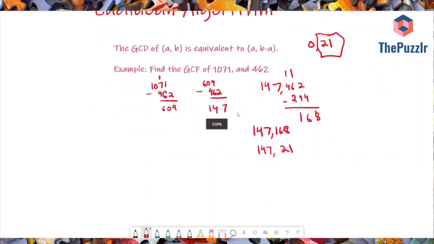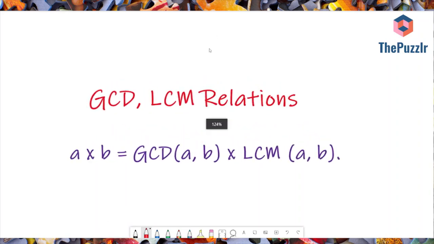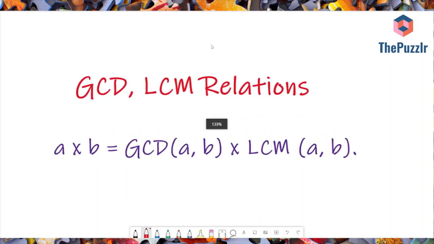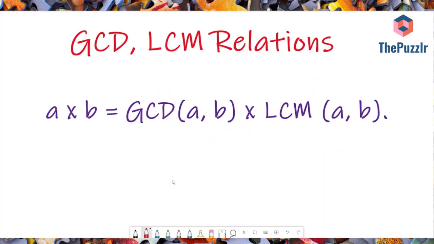So let's move on. You probably know what the GCD and the LCM are by now, and if you don't, make sure you watch our other prerequisite videos on those. But there's an important relation between them that shows up on the AMC 10 quite frequently. A times B, the two numbers that you're trying to find the GCD and LCM of, is equal to the GCD of A, B times the LCM of A and B.